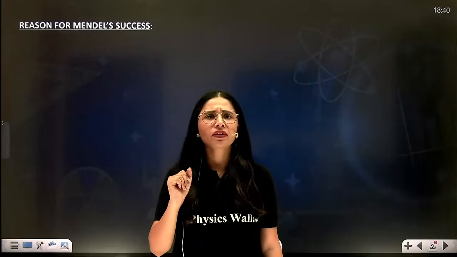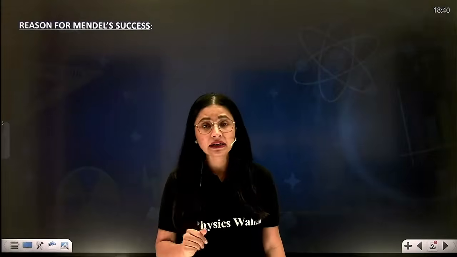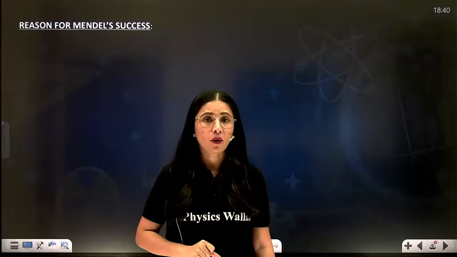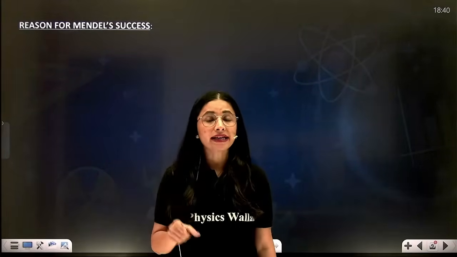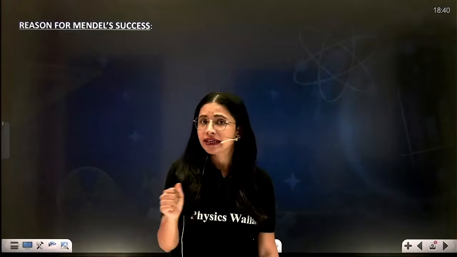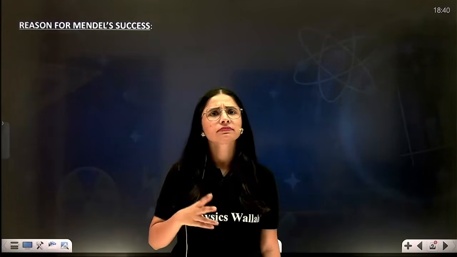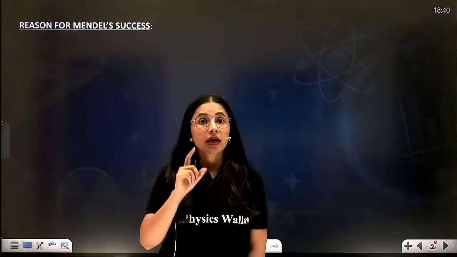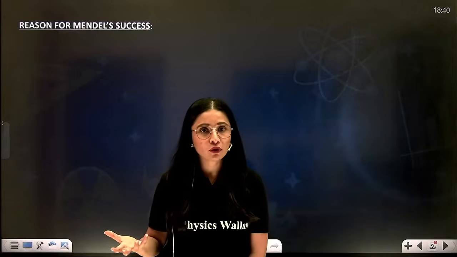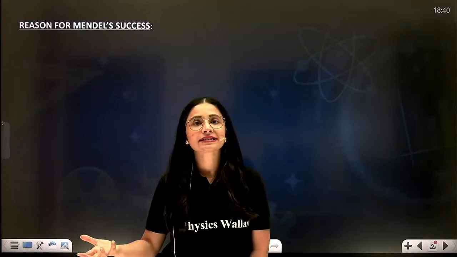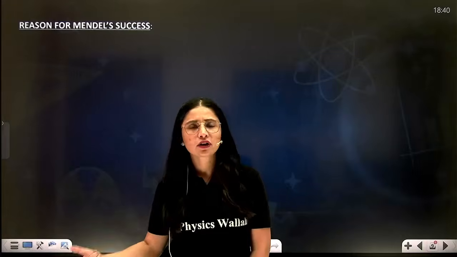The first and very important reason why Mendel got the success is he chose the right organism to work upon. He chose pea plant. Choosing pea plant, Pisum sativum, was one of the biggest reasons for Mendel's success. Why? First reason is beta, in pea plant, the number of chromosomes is limited to 7 pairs. See, lesser the number of chromosomes, lesser will be the complexity. Lesser the gene, lesser the complexity.